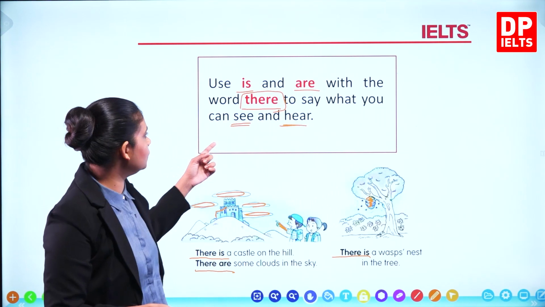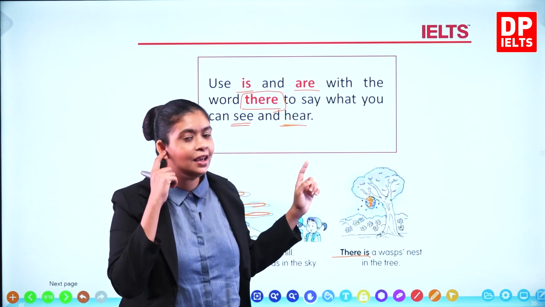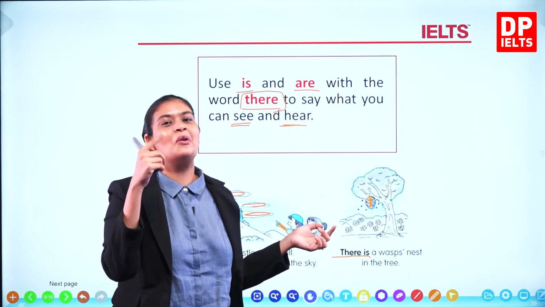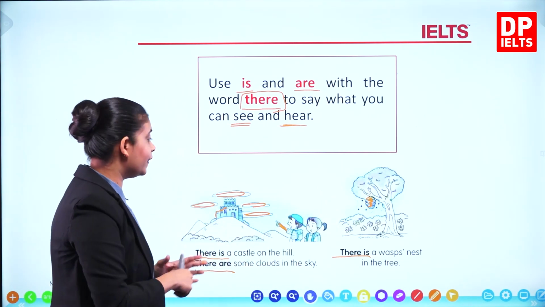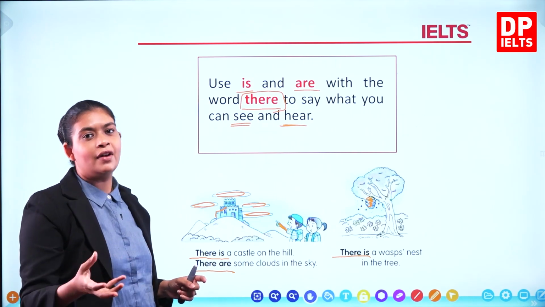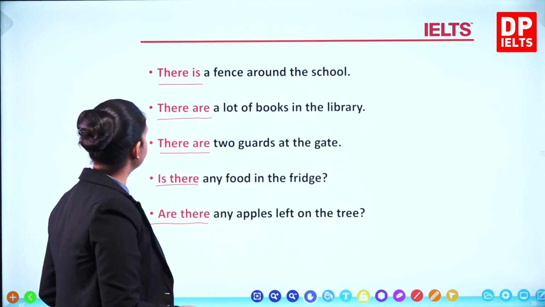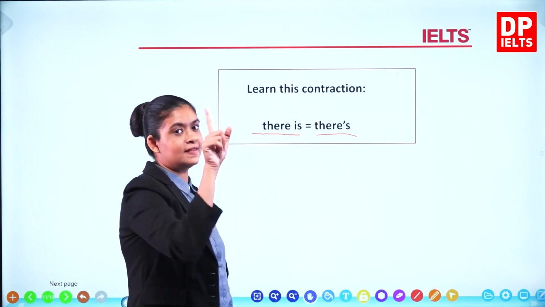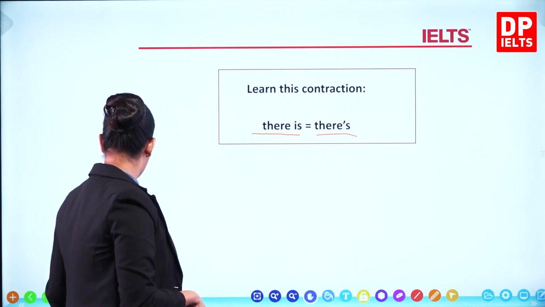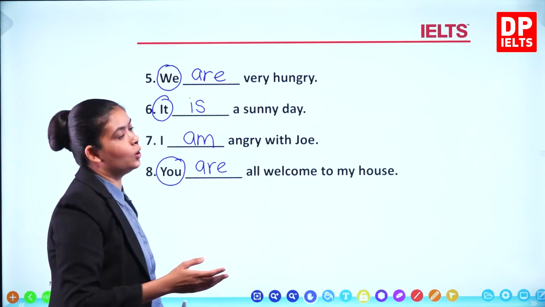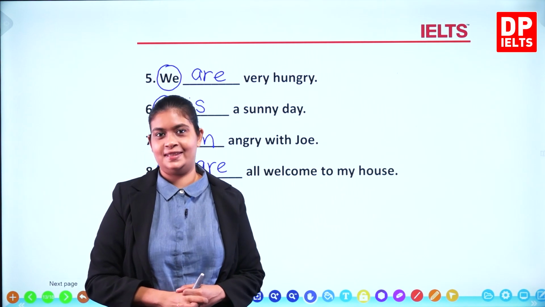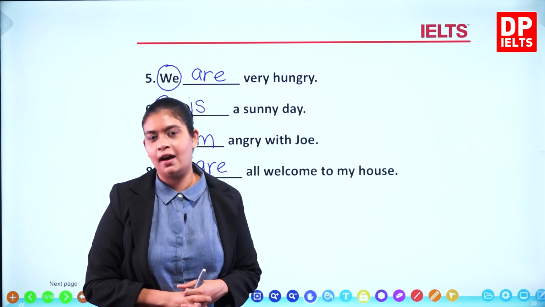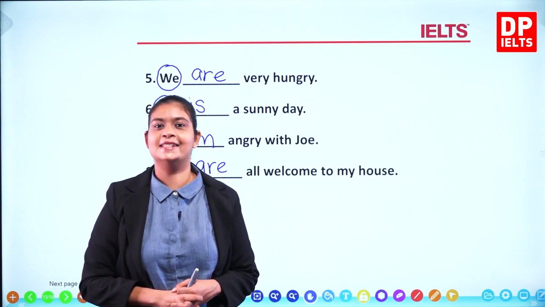So we use it with what you can see or hear, right. Either way, what you can hear or see and hear, right. So there is for singular, there are for plural. And then we had a look at some of the examples and contractions. There is, there's, and then we had a look at all the practice questions. So with that, we come to the end of am, is, are for the use in the present tense.